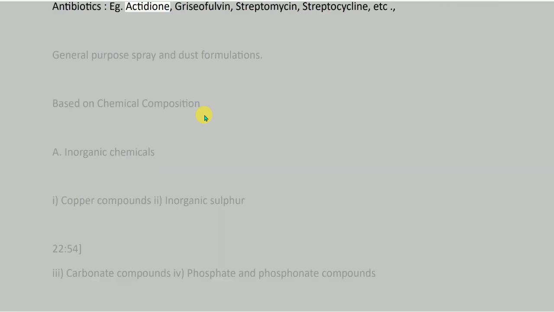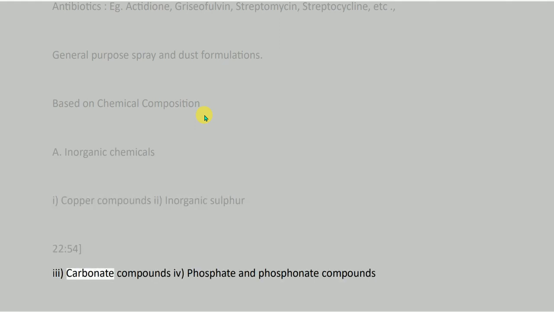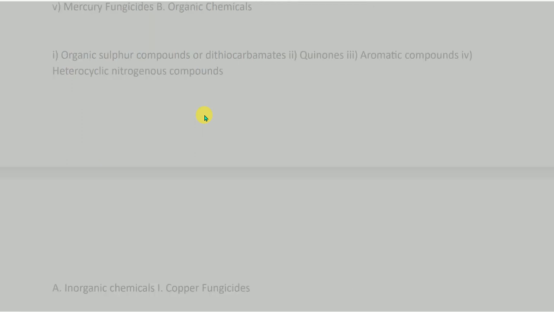General purpose spray and dust formulations. III. Based on chemical composition. A. Inorganic chemicals. 1. Copper compounds. 2. Inorganic sulfur. 3. Carbonate compounds. 4. Phosphate and phosphonate compounds. B. Mercury fungicides. B. Organic chemicals. 1. Organic sulfur compounds or dithiocarbamates. 2. Quinones. 3. Aromatic compounds. 4. Heterocyclic nitrogenous compounds. A. Inorganic chemicals. 1. Copper fungicides.